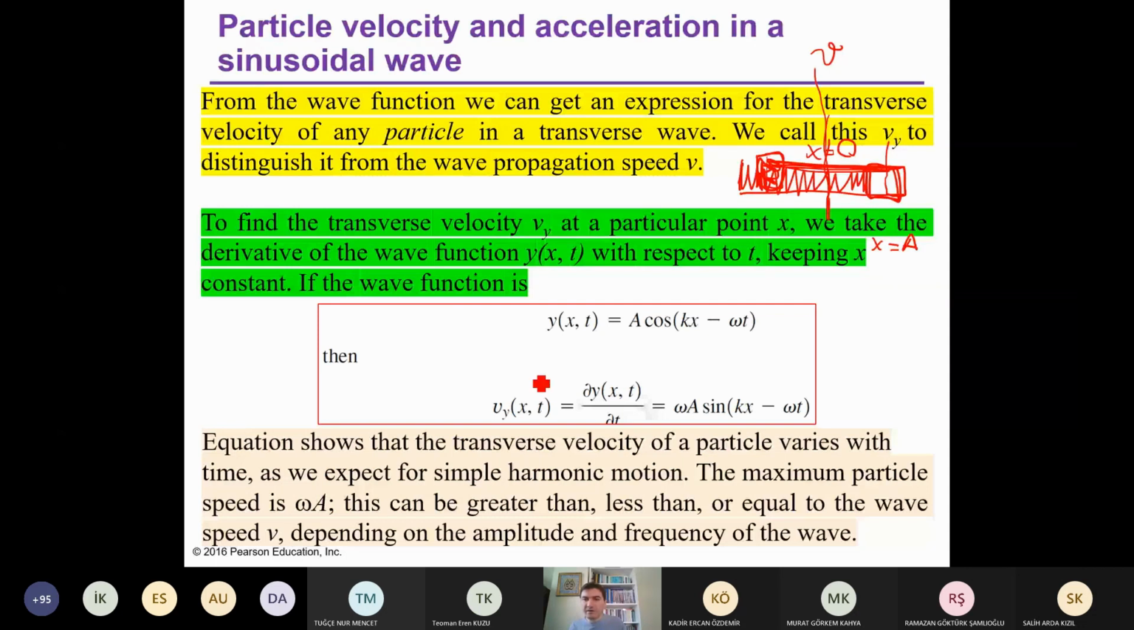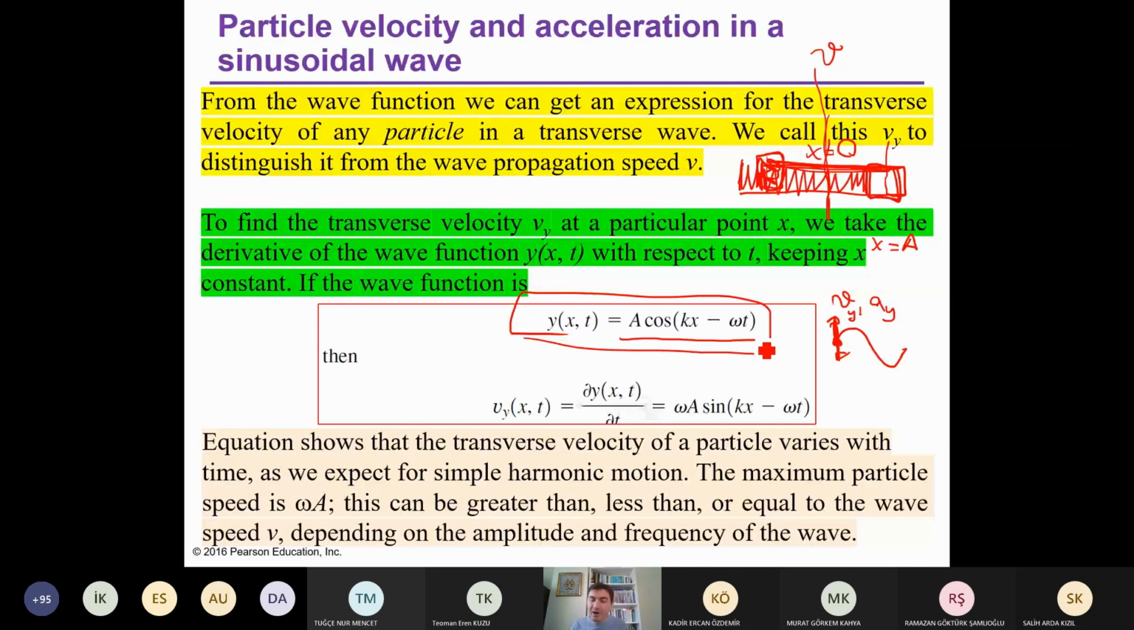And this particle here on this string moves back and forth, and I would like to calculate its speed and acceleration as a function of time, v_y and a_y. We have calculated the y position of the particle for a certain x and time. It is given by A cosine of kx minus omega t. If you take the time derivative of this one, you can calculate the y velocity.